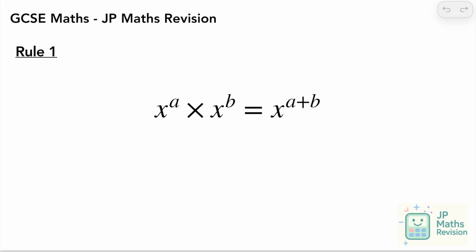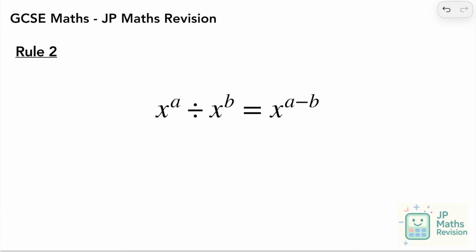So the first rule before we get started, we need to know that if we have x to the power of a times x to the power of b, what we do is we add the powers. So we do x to the power of a plus b. So in other words, if we had, say, x to the power of 3 and we were timesing it by x to the power of 7, this would be the same as adding the powers. So 3 plus 7 makes 10, so that would be x to the power of 10.